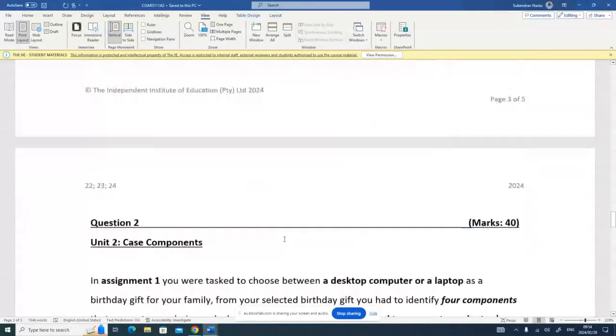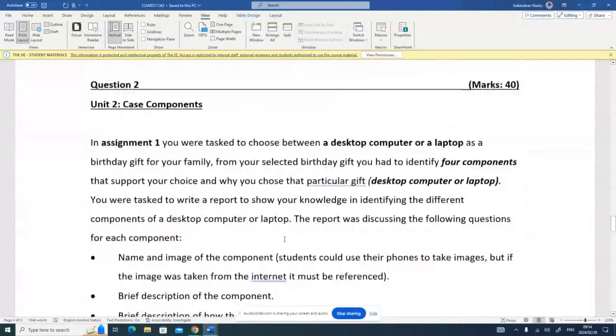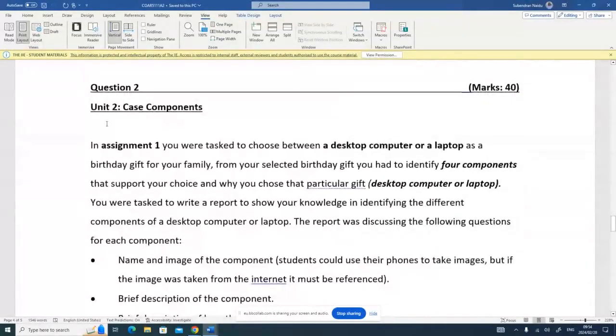Let's look at the second question. Question 2 is on Learning Unit 2 on case components. It's for 40 marks. In assignment 1, you were tasked to choose between a laptop or a desktop computer as a birthday gift for your family member. From your selected birthday gift, you had to identify 4 components that support your choice and why you chose that particular gift, computer or laptop.